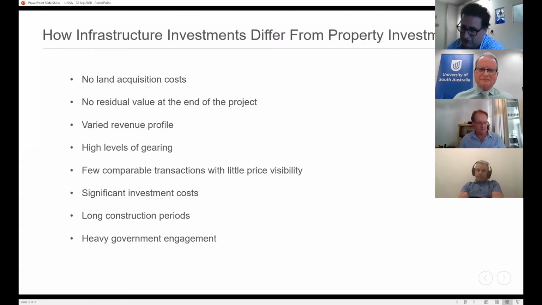But they're the 7 or 8 bullet points that I thought showed some of the differences between property investing and infrastructure investing. Over to you, Philip.